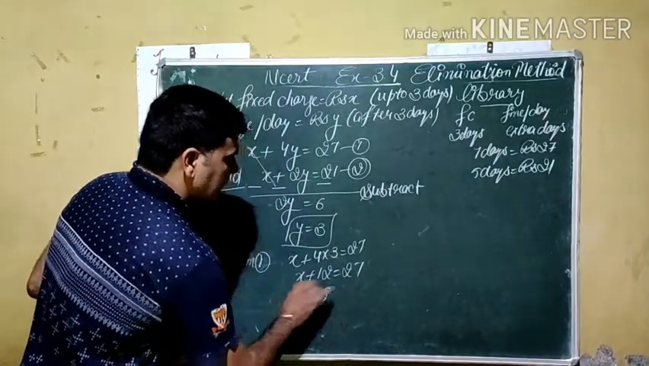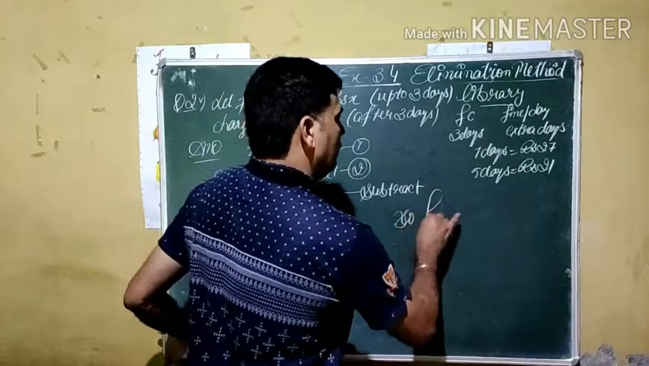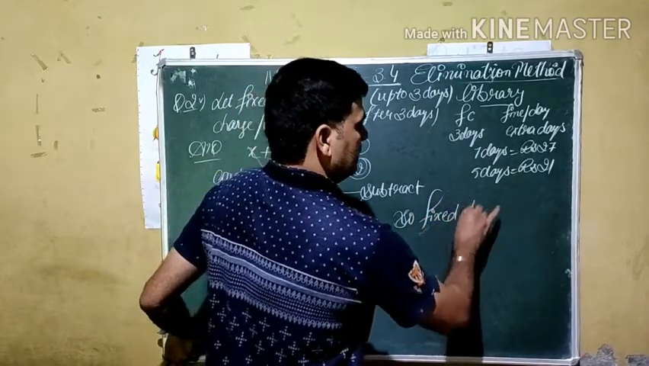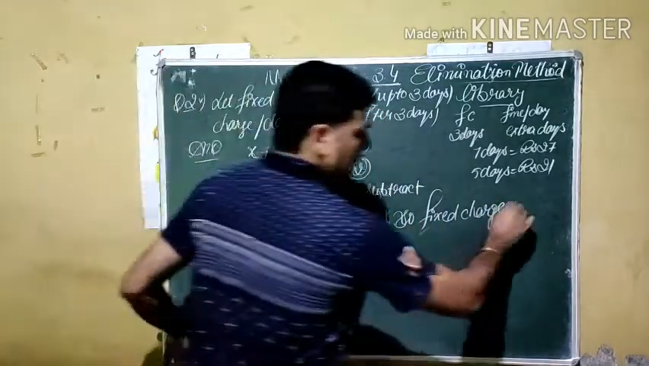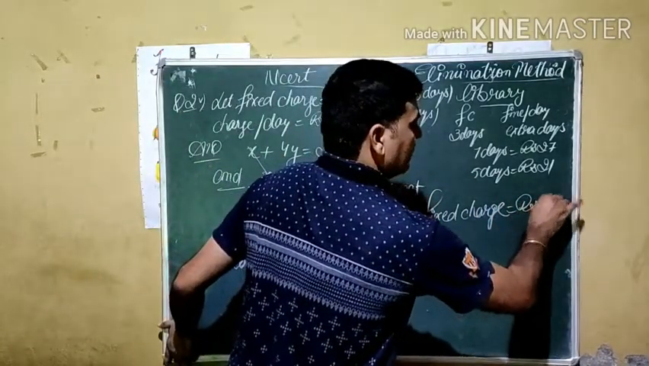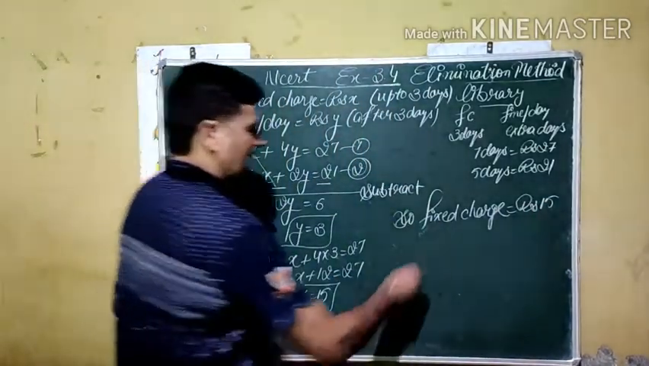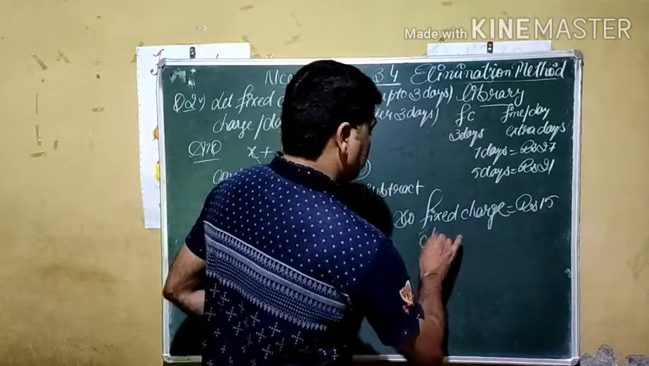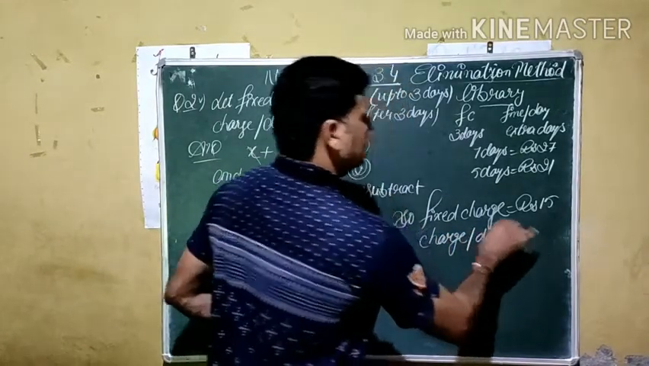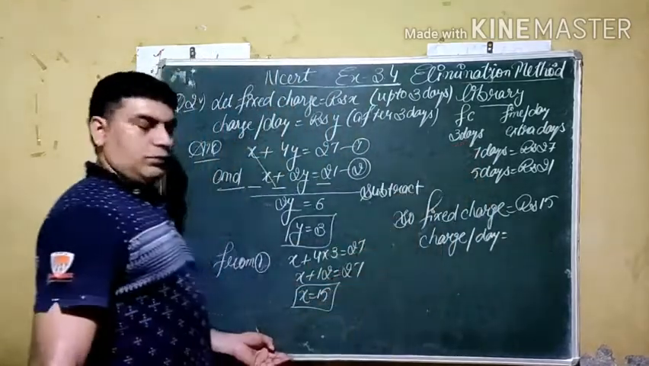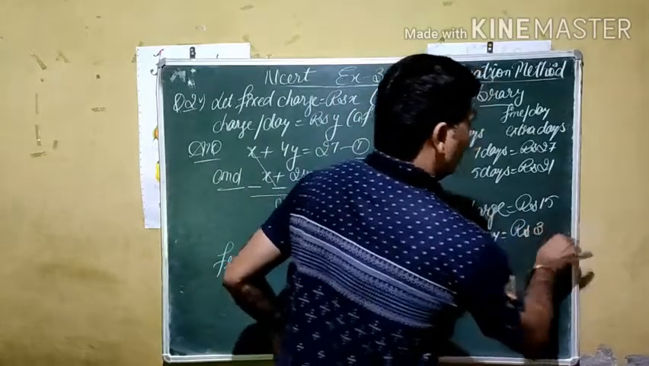It means the value of the fixed charge x is 15. It means 15 rupees is the payment for keeping a book up to a maximum of 3 days. And the charge per day, we can say it as fine, is given by y, which means 3 rupees per day.